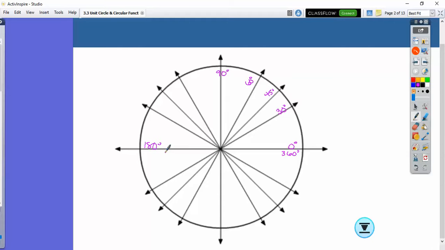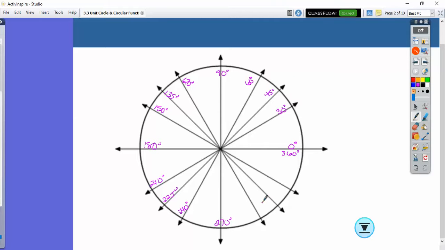So then we have to subtract our reference angle. So 180 minus the 30 is 150. 180 minus the 45 is 135. 180 minus 60 is 120. What do we do for the third quadrant? Add 180 plus 30, 210. 180 plus 45, 225. 180 plus 60 is 240. And right here, this would be 270.